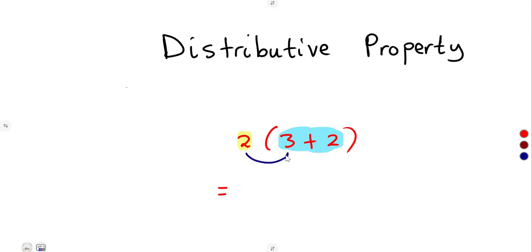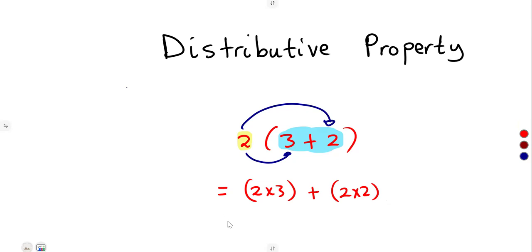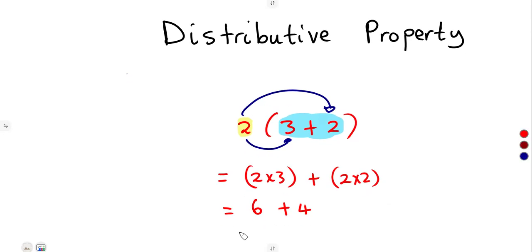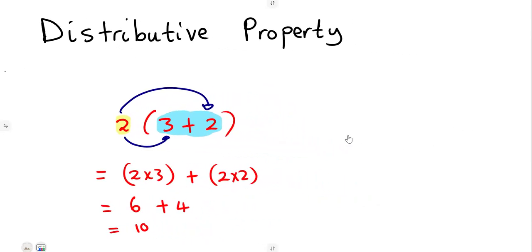So the 2 multiplies the 3. The 2 multiplies the 2. So we are distributing 2 into the bracket. 2 times 3 together, 2 times 2, so we're going to add 2 times 2 together. We have distributed. So that is 2 times 3, which is 6, plus 2 times 2, which is 4. So this we can add and obtain a 10. We have multiplied each and every part inside of the bracket by what is outside.